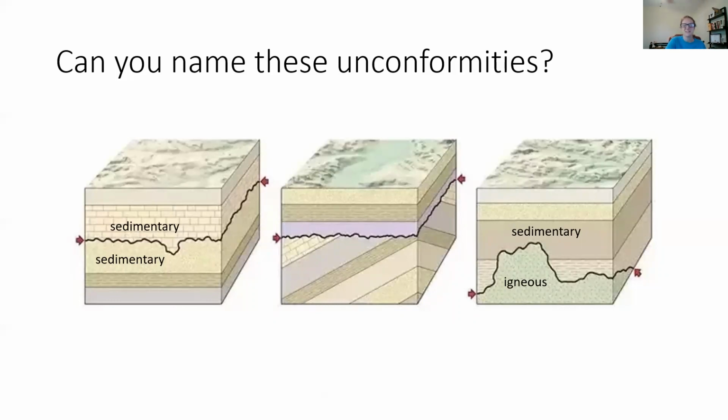Okay, so hopefully you were able to see the first, sedimentary on sedimentary, that's a disconformity. Flat layers on angled layers, that's an angular unconformity. And sedimentary on top of igneous, that's a nonconformity. And all of these just represent gaps in time that have not been recorded in the rock record.